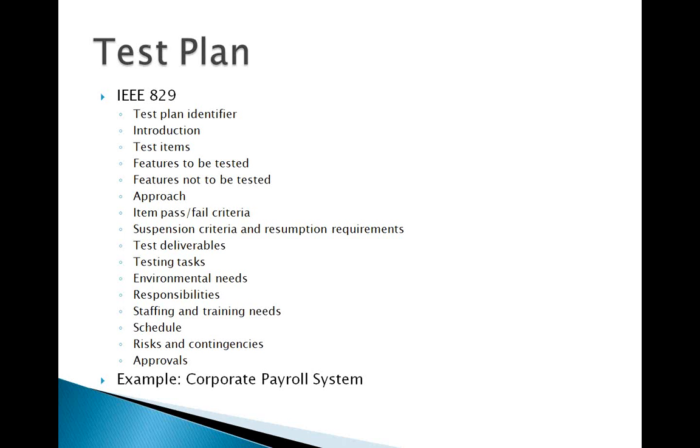So test plan identifier is just any identifier, depending upon how you tag your documents across the organization. It could be a numerical number, or it could be an alphanumerical number, right? So you can define your own way if there is no company standard that exists. So that's what the test plan identifier is. Introduction section would describe a brief about the project that you are doing, and the testing activities that will be done.